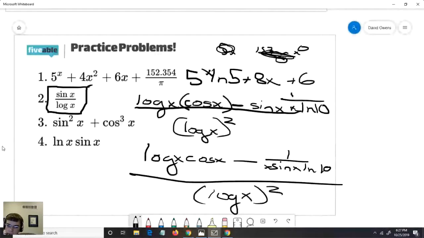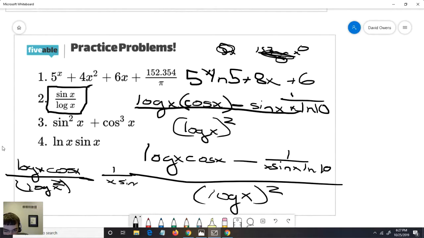And if you really want to simplify this down, let's actually keep simplifying. So we can split this, and subtract from that 1 over x sine x ln 10 over log x squared. And then if we see what this will do, this will cancel. And then when we multiply by the inverse of that, it'll just become 1 over that. So that's that problem.